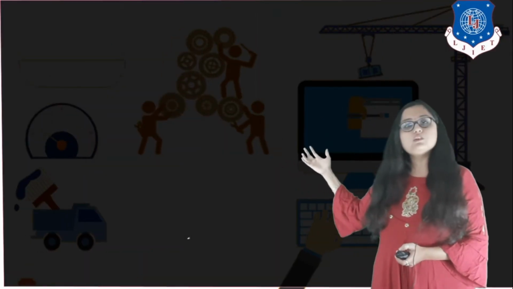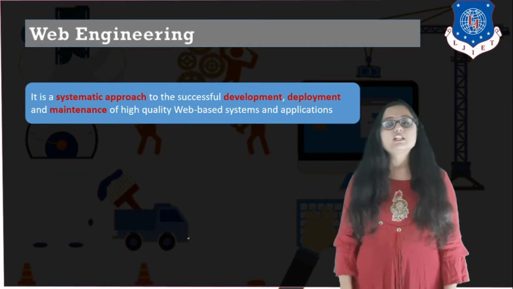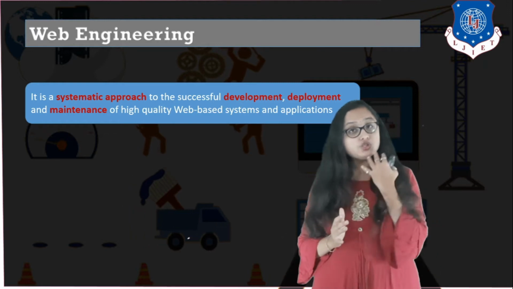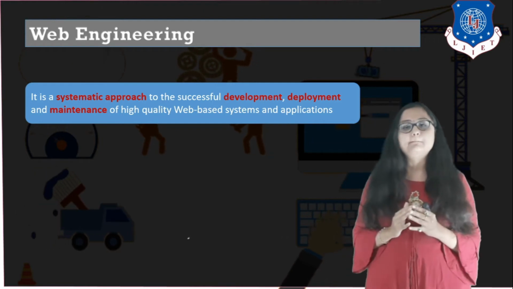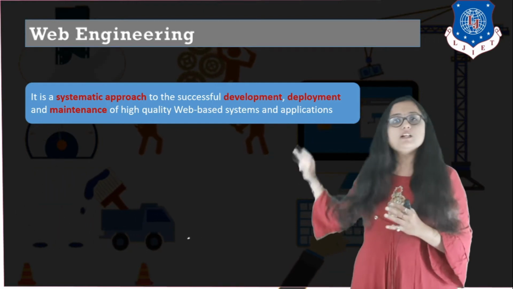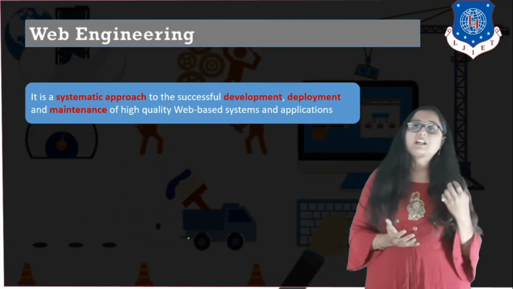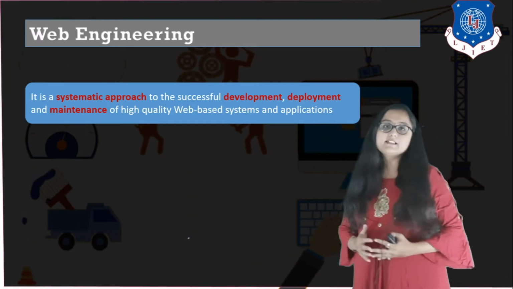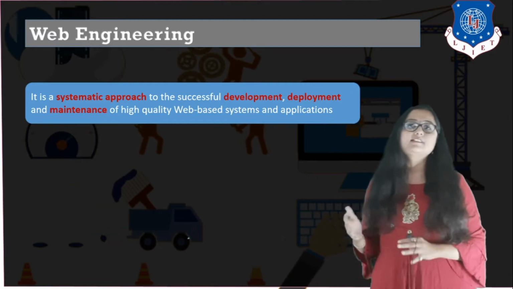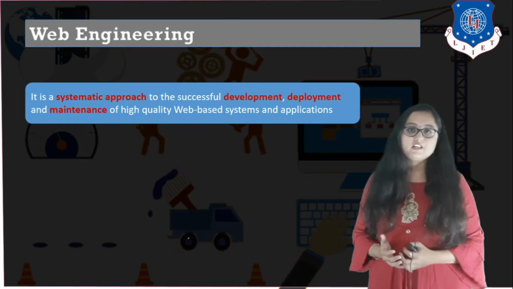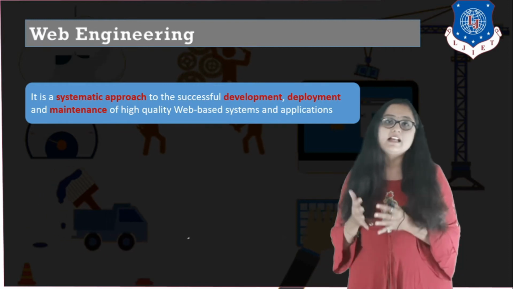Now let us shift to our first topic, that is web engineering. Now what do you mean by web engineering? Basically web engineering is a systematic approach to the successful development, deployment and maintenance of high quality web based systems and applications, right. So what does this mean? It means that we know there are different types of applications that come from clients to us, right. So there may be a case that the thing we are going to develop is a web based application. We have already studied client server architecture in the previous lectures, right. So we know that if there is a web based application, there will be a network involved, and that is the web.